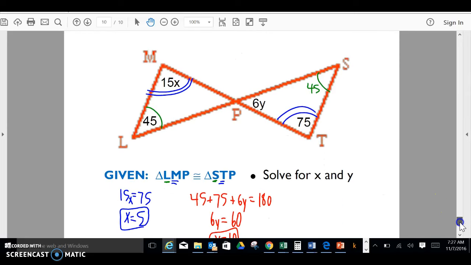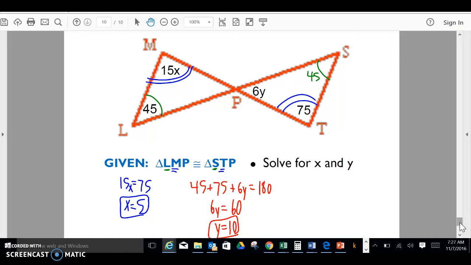Lastly, they might set you up with some equations. And if they say they are congruent, and you notice there's some green right there that goes with the green one here, that just lets you know that L and S match up, because they are congruent. And so M and T match up, and then P and P, so these two in the middle match up. So I want to solve for x and y.